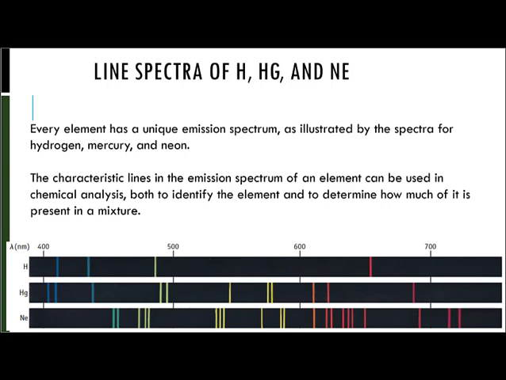For example, here are some line spectra for hydrogen, for mercury, and for neon. And as you can see, each element has a unique emission spectrum. This can be used for chemical analysis to identify the element and to see how much of it is present. The emission spectrum for each element is like its fingerprint. As you can see here, how many bands of color you see and where they are in the spectrum. There are many different wavelengths of red light, so you can see where those are.